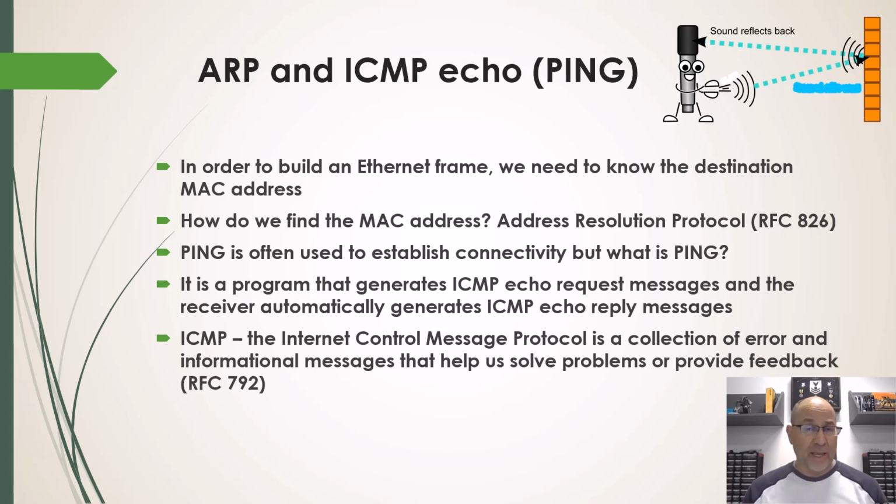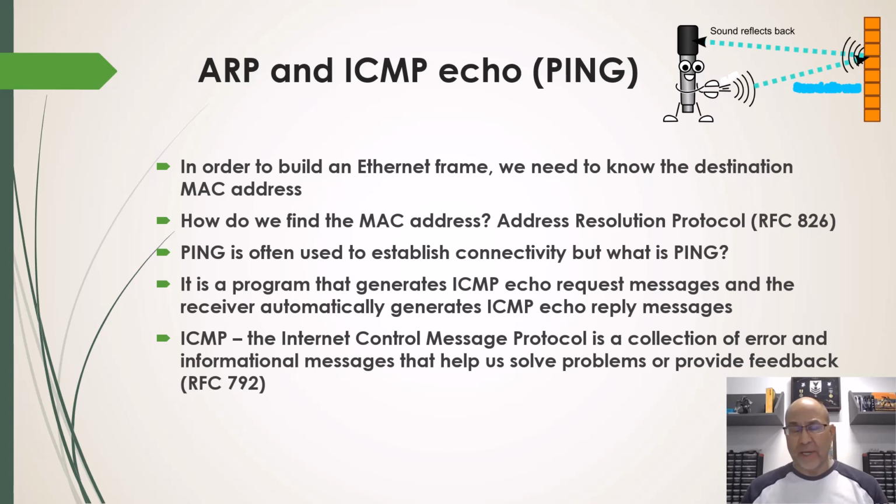Now, as you saw in the examples earlier, I used ping to establish connectivity between the two sides. Well, what is ping? Ping is just a program. It generates ICMP echo requests. So an ICMP echo request is a special message that goes to the destination, and the destination says, I will answer you using my responder function, and I'm going to generate an ICMP echo reply.